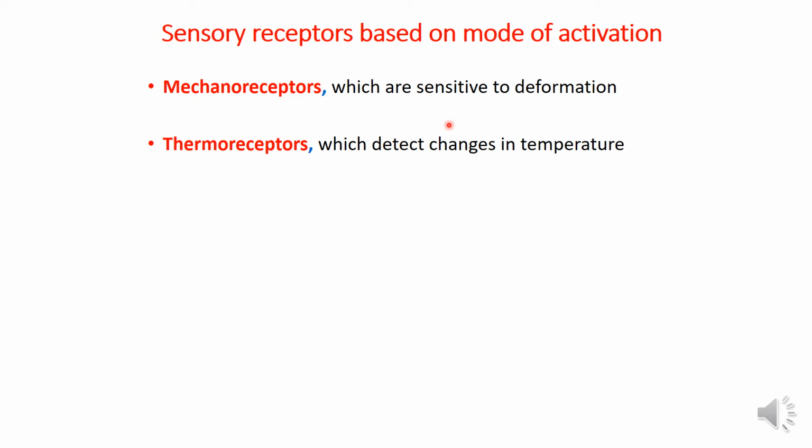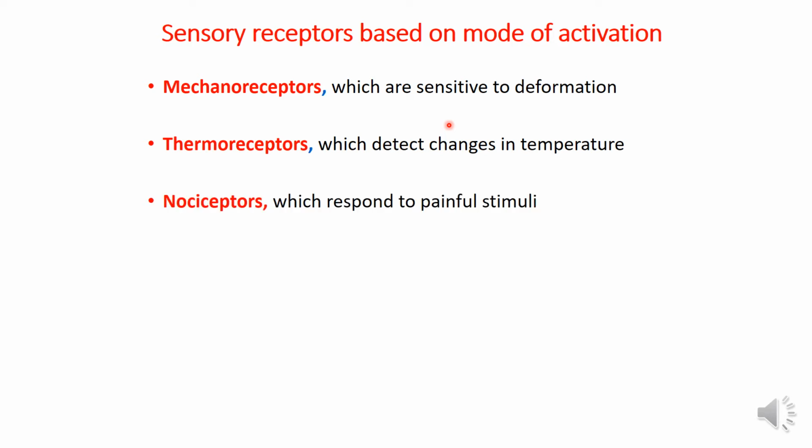Thermoreceptors detect changes in the temperature. The mechanism of stimulation here is that the change in the temperature is going to affect the rate of metabolism inside the receptor, and when the rate of metabolism is changed, there is accumulation of metabolites that may change the permeability of the membrane to ions.